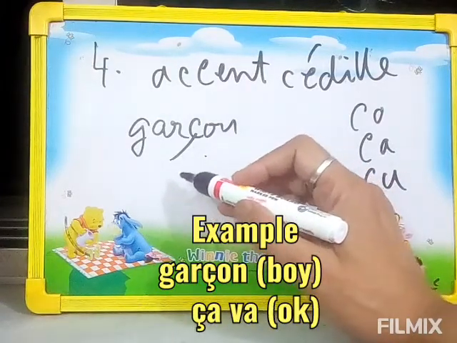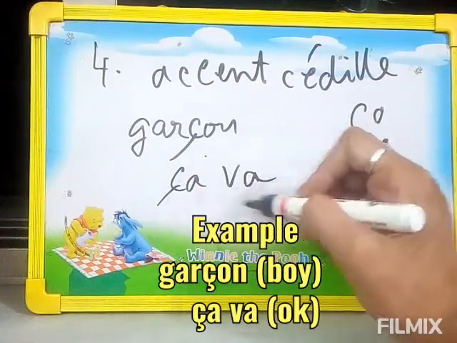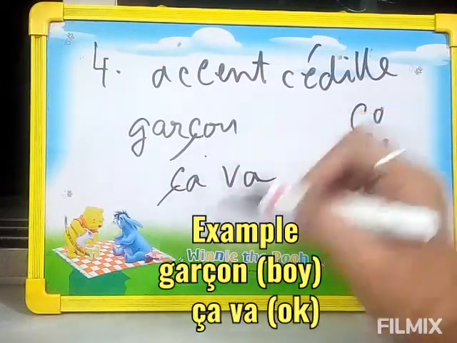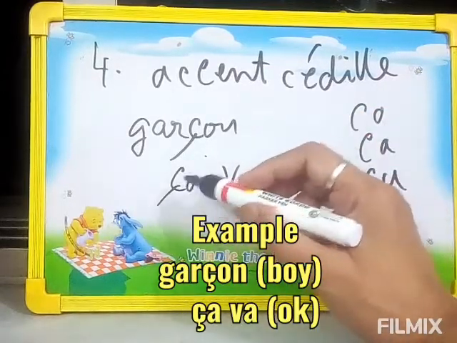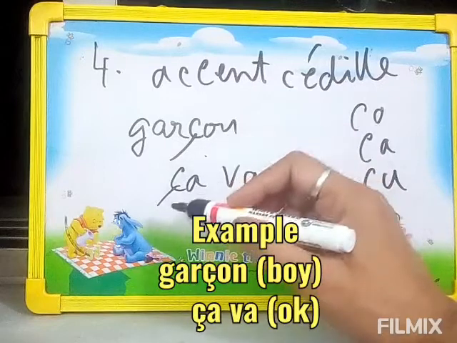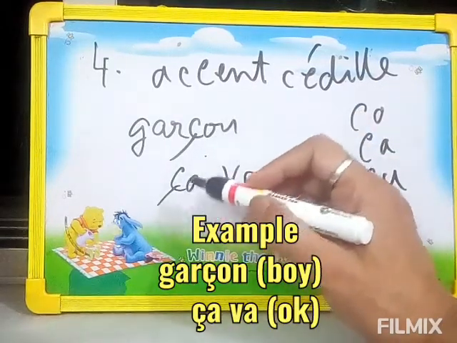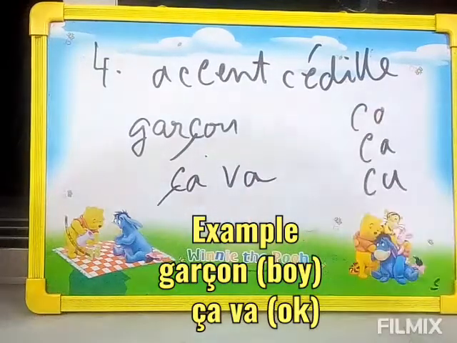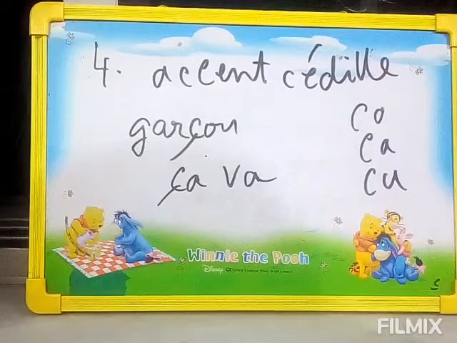For example, say, sa, va. Garçon is boy in English. Ça va is okay. If you write these words without using these accents, it is totally wrong. Okay, that's all for accent Cedille.